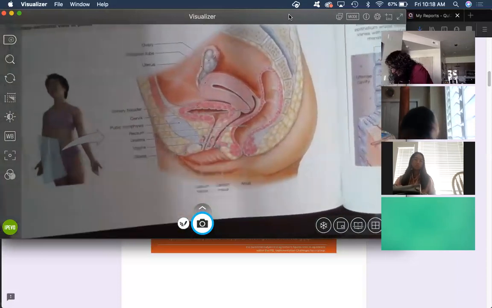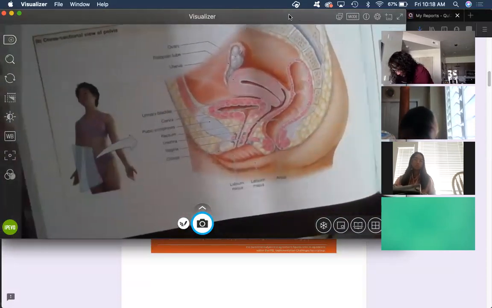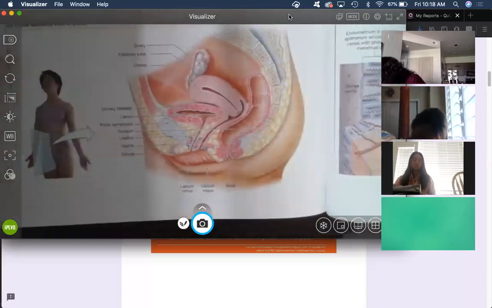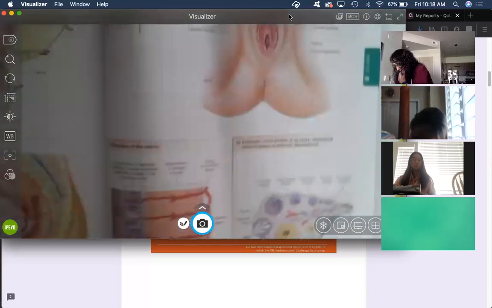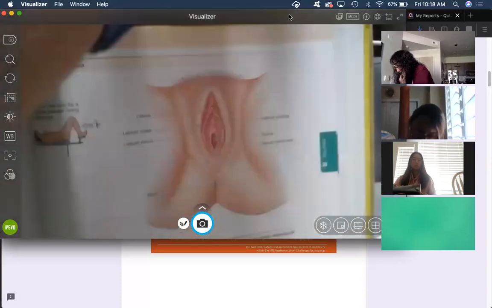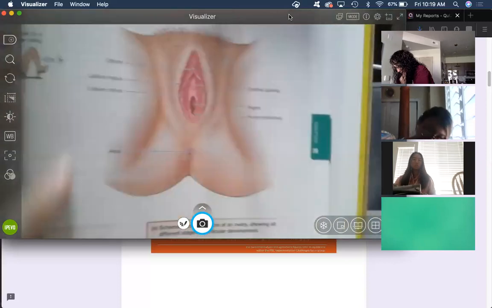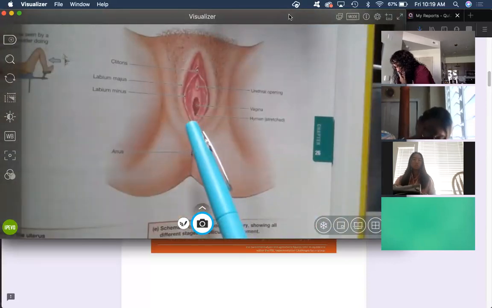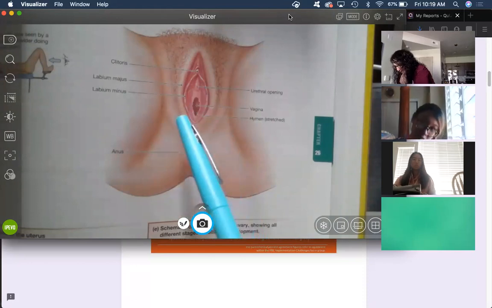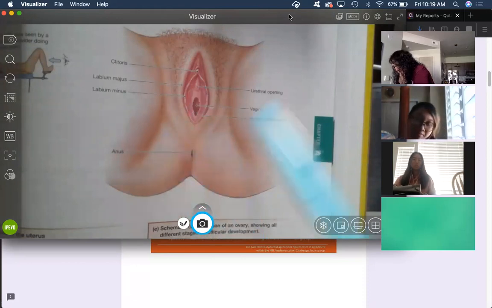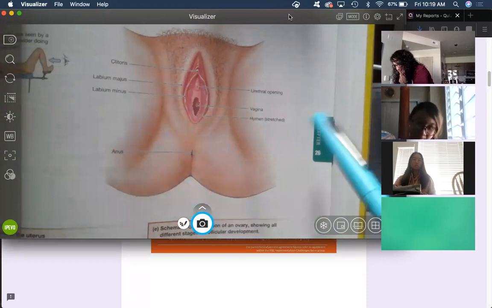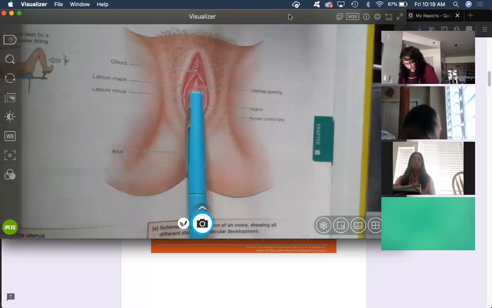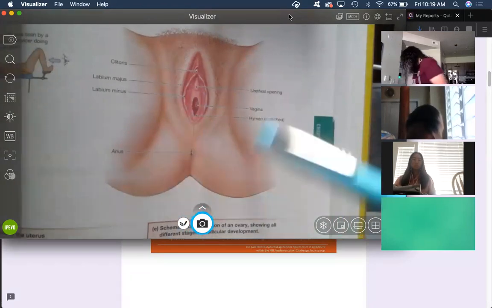Okay, and then there's the external genitalia for a female. Oh, gosh, it's driving me crazy. Okay, which you have the labium. You have a labium majus and labium minus. There's the hymen. There is where the urethra enters. Okay, and then the clitoris. We'll talk about that.